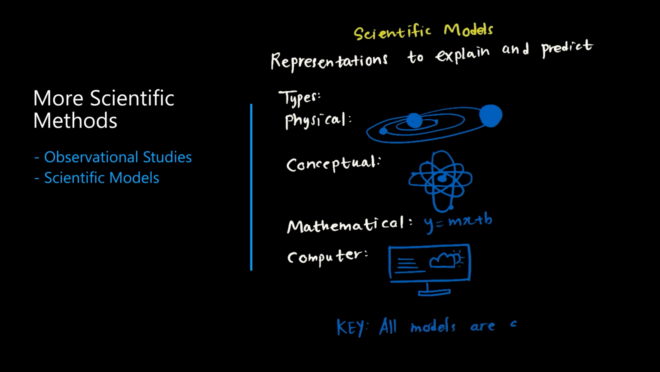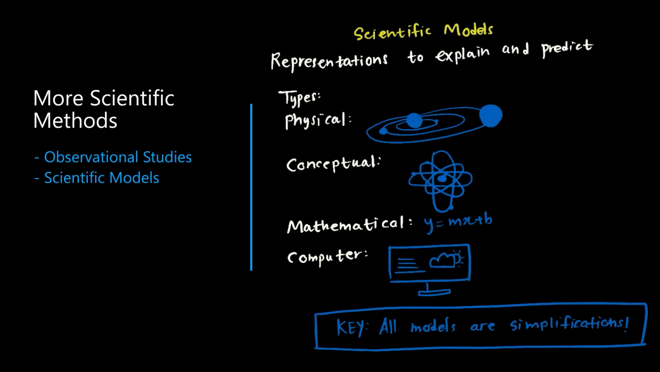A key thing to remember is that all models are simplifications and are subject to change as our knowledge grows. Columbus used a spherical Earth model to sail west to India, which was correct in principle, but his parameters for Earth size were wrong. Luckily for him, the Americas were in the way. Today, our models are much more precise.